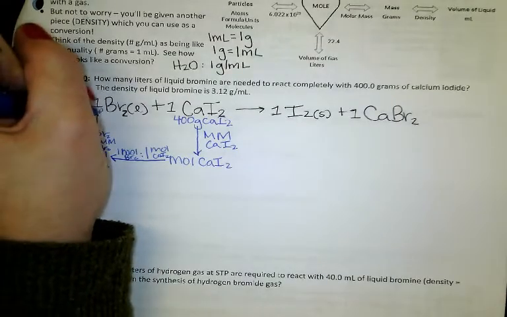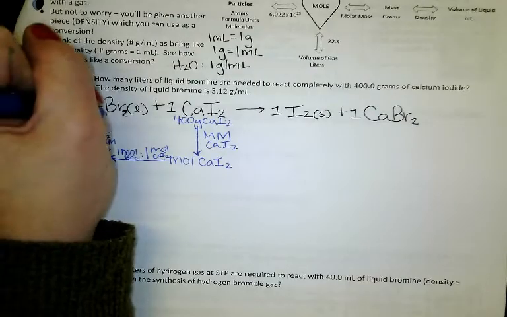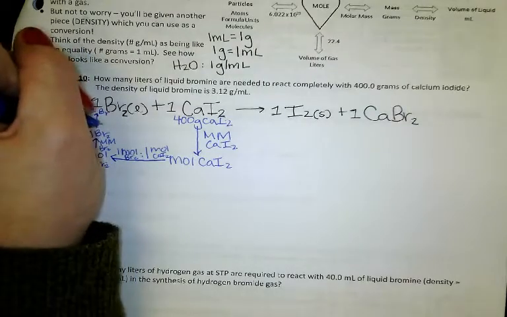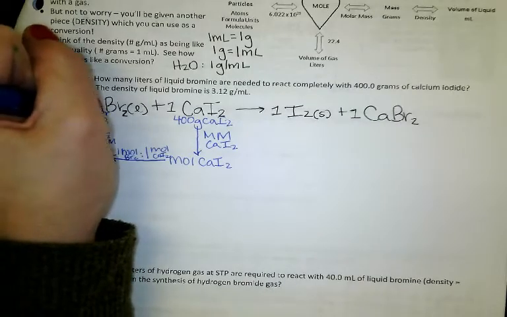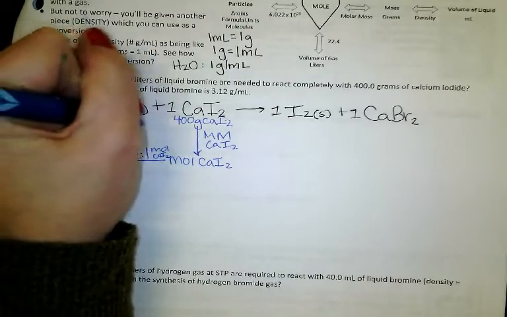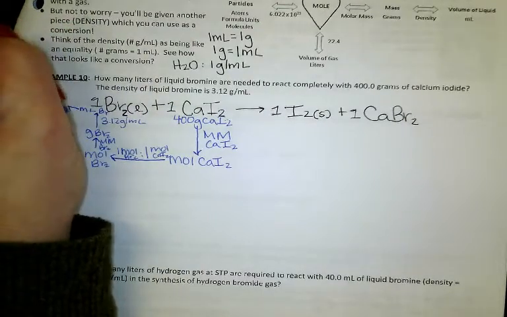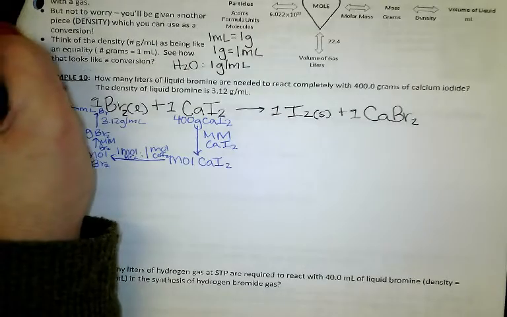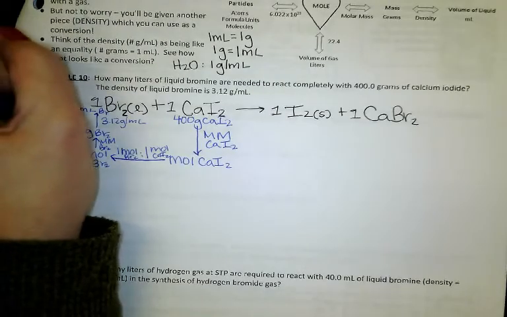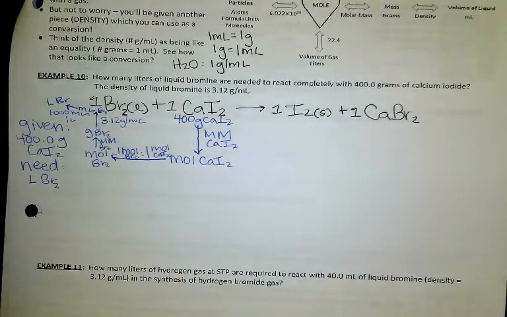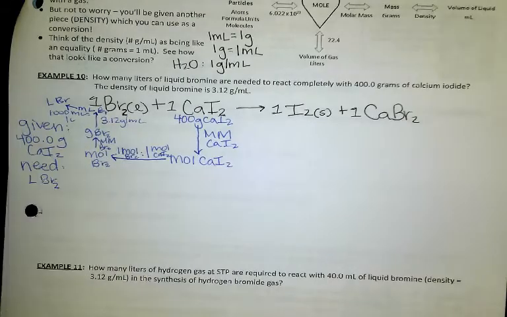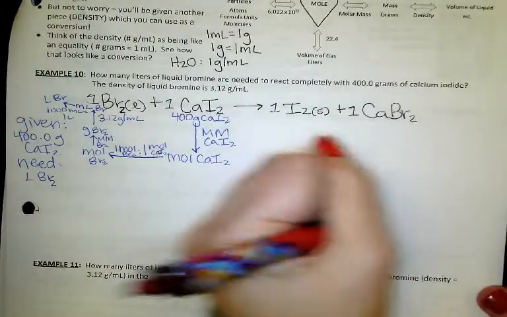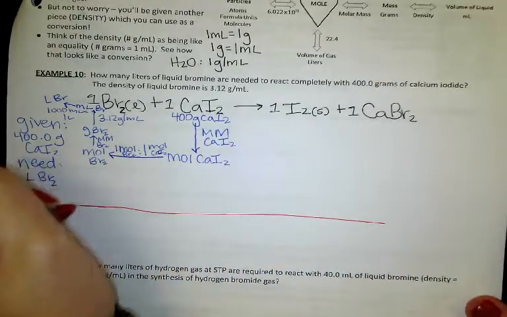milliliters of bromine using the density of bromine, which is 3.12 grams per milliliter. Then we're going to convert milliliters of bromine to liters of bromine, using the conversion, there's 1,000 milliliters in 1 liter. So that's a lot of conversions. We're doing 1, 2, 3, 4, 5 conversions. Okay? So let's set this up. Draw my line. A long line. 1, 2, 3, 4, 5.